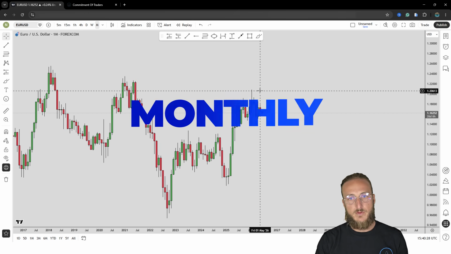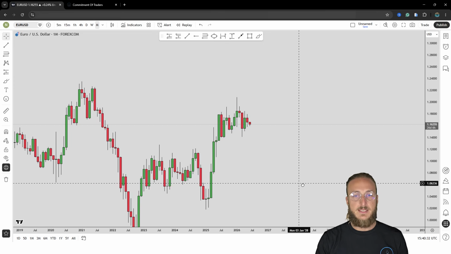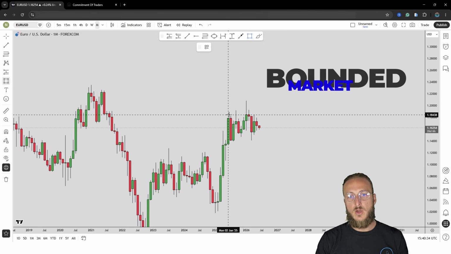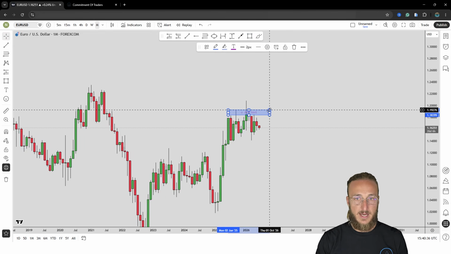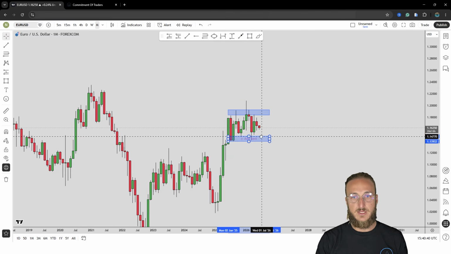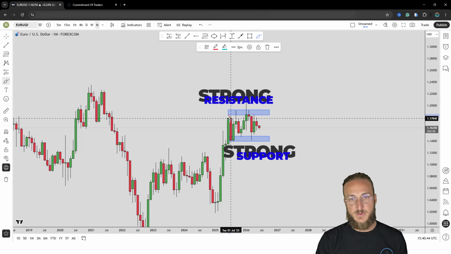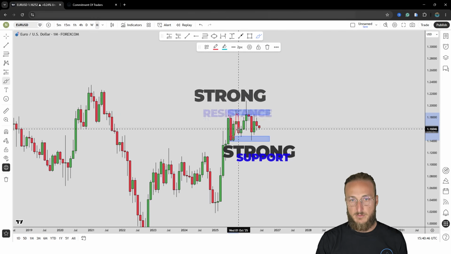Now, starting here from the monthly time frame, what we can see is that we have a market which at the moment is trapped in between two quite important levels. We have the high here currently acting as resistance, and we have the bottom here currently acting as support. So essentially what we have from a monthly perspective is a range-bound market.